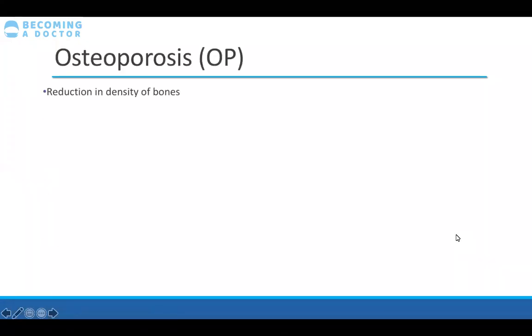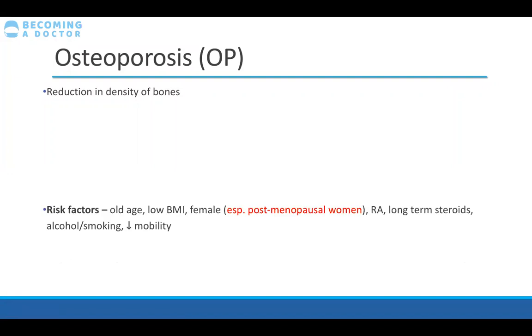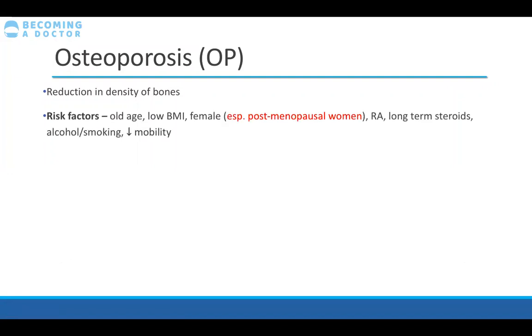So osteoporosis is basically a reduction in the density of bones. Risk factors include old age, low BMI, female, especially postmenopausal women, because of the estrogen decreasing. Also rheumatoid arthritis, long-term steroids, alcohol, smoking, and decreased mobility. They're usually asymptomatic and often diagnosed when a fragility fracture occurs.